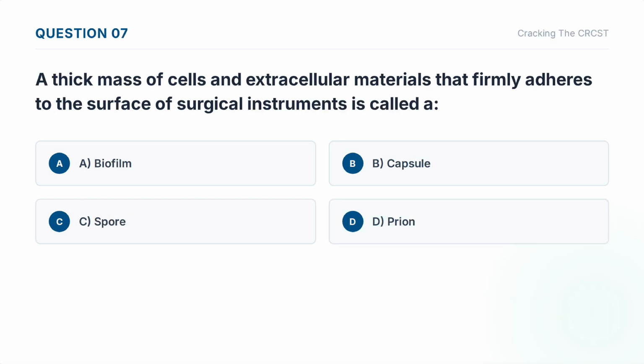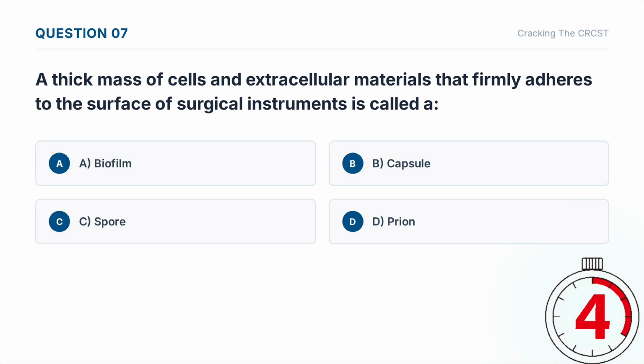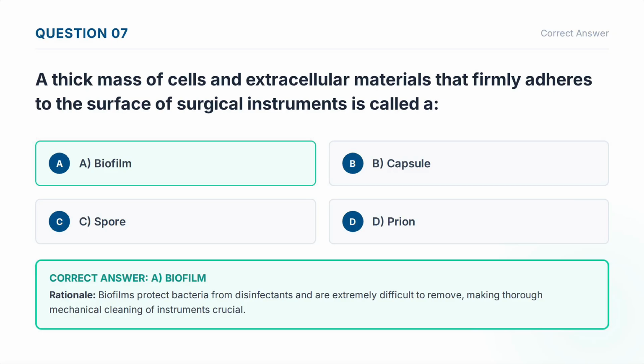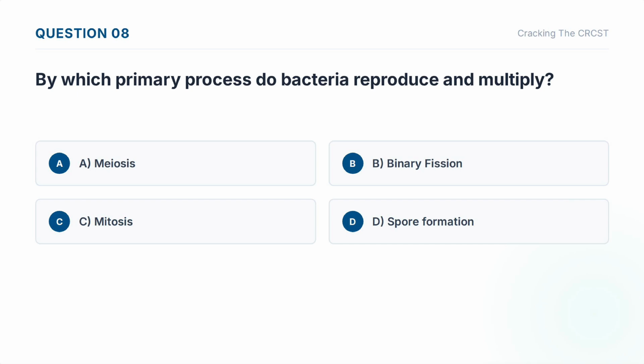Question 7. A thick mass of cells and extracellular materials that firmly adheres to the surface of surgical instruments is called a: A. Biofilm, B. Capsule, C. Spore, D. Prion. Correct answer: A. Biofilm. Rationale: biofilms protect bacteria from disinfectants and are extremely difficult to remove, making thorough mechanical cleaning of instruments crucial.